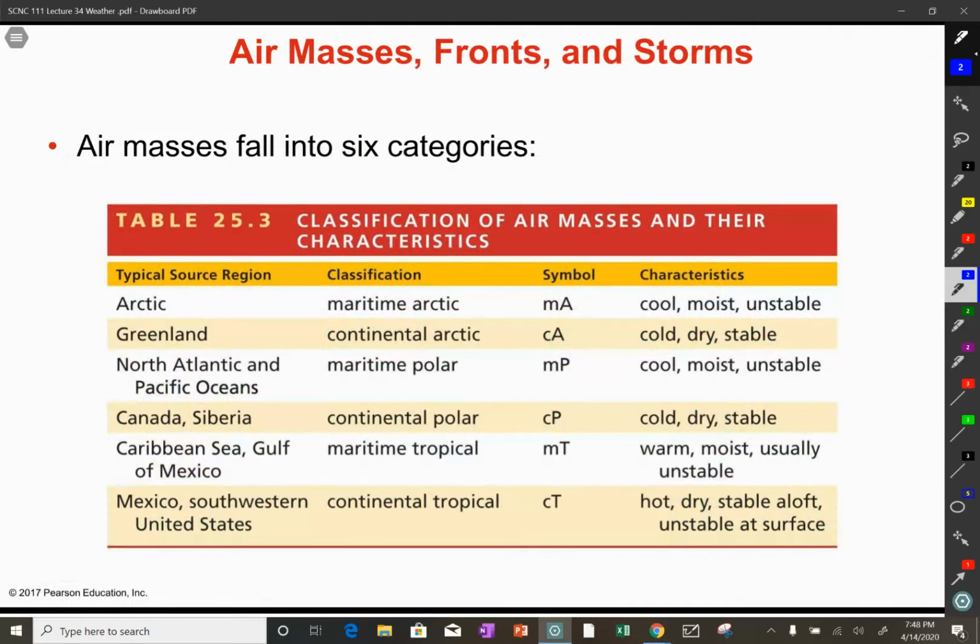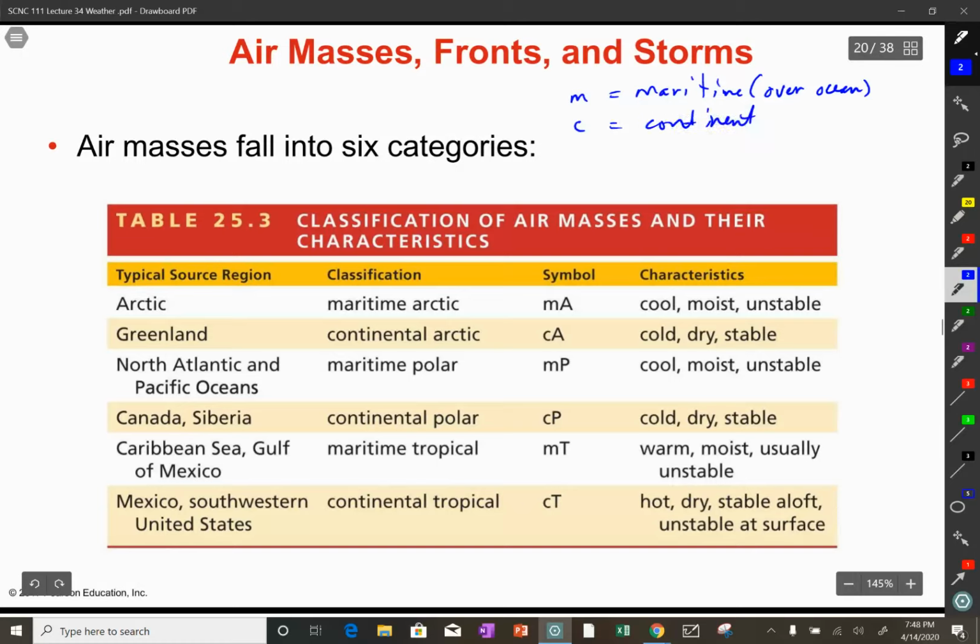Now, air masses are what control our weather. And so the air masses have 6 categories. The first lowercase letter is M for maritime, in other words, over water, over ocean, I'll put. You have C for continental, over continent. I thought it was 3, but it's only 2. So you have those 2 for the first letter.